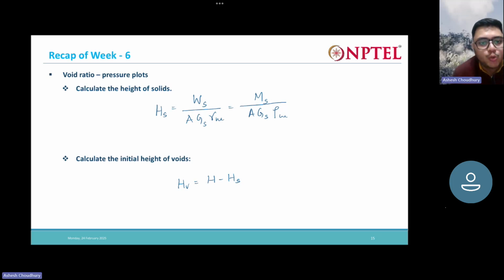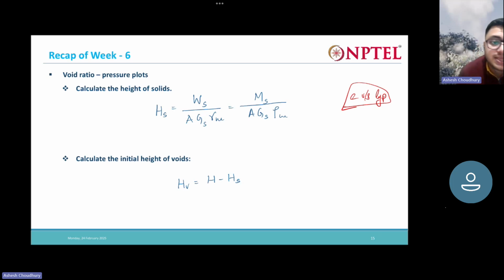Now, we want to construct the void ratio pressure plot. I said e versus log p. Void ratio versus log of pressure. We plot this. In order to generate this e versus log p curve, we use the height of solids method to find out the void ratio.